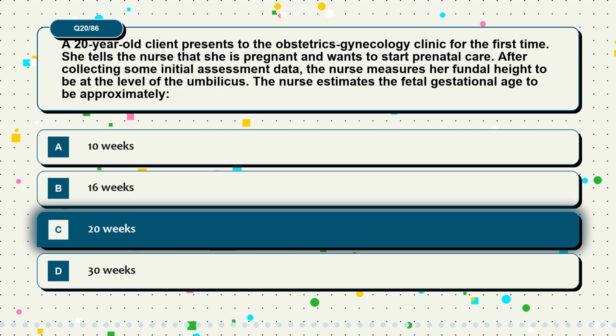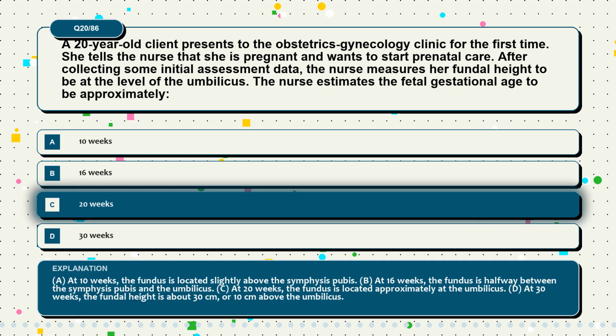The correct answer is option C, 20 weeks. At 10 weeks, the fundus is located slightly above the symphysis pubis. B. At 16 weeks, the fundus is halfway between the symphysis pubis and the umbilicus. C. At 20 weeks, the fundus is located approximately at the umbilicus. D. At 30 weeks, the fundal height is about 30 cm or 10 cm above the umbilicus.